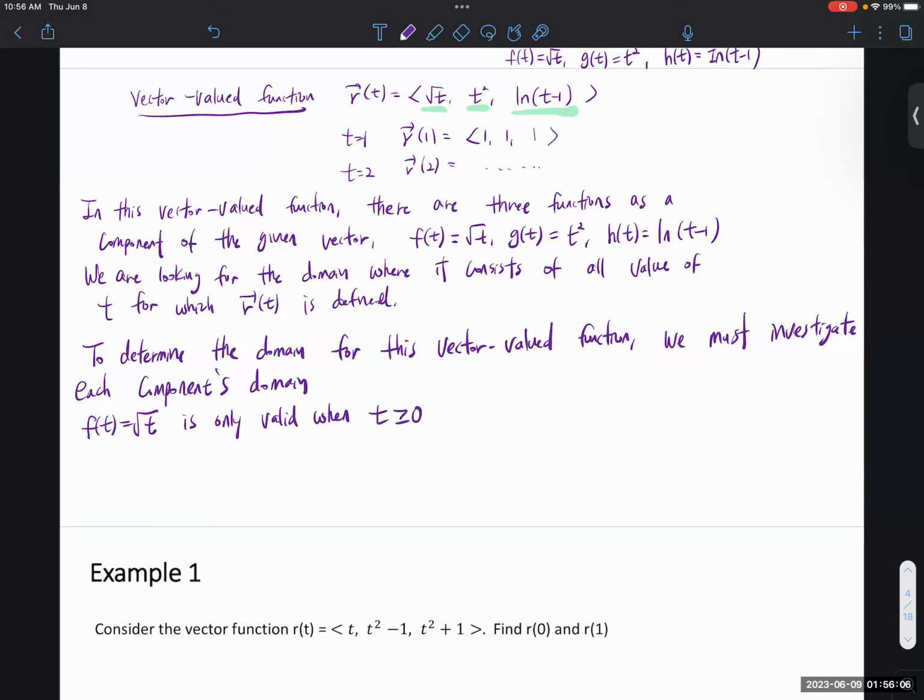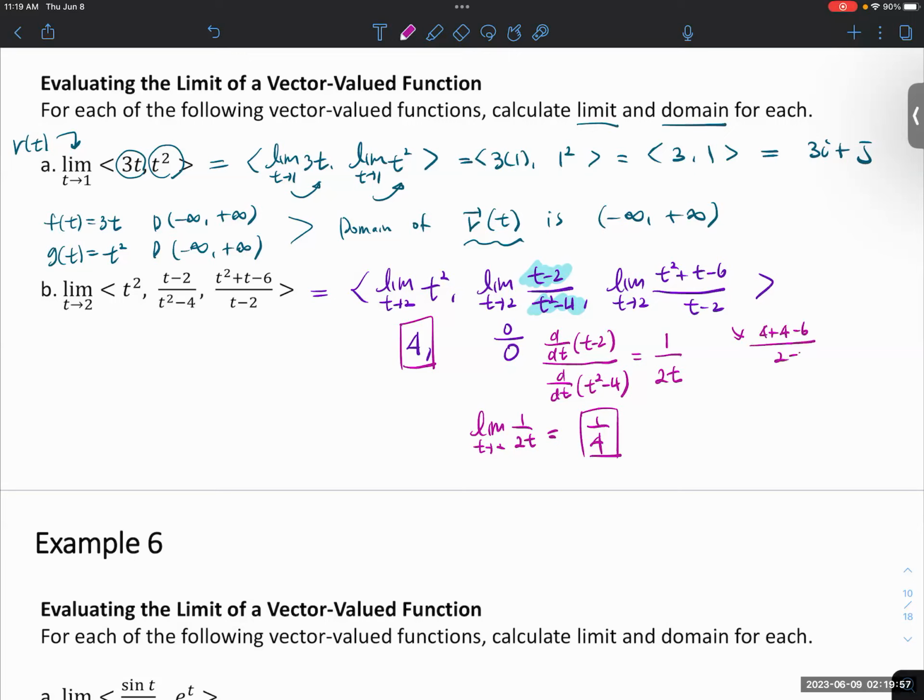And then we're going to do the second one. What are you going to get? This is also going to be 0 over 0. Yeah, so 4 plus 4 minus 6 over 2 minus 2, that's 2 over 0, this is an undefined form. So we have to take the derivative according to L'Hopital's rule, right?